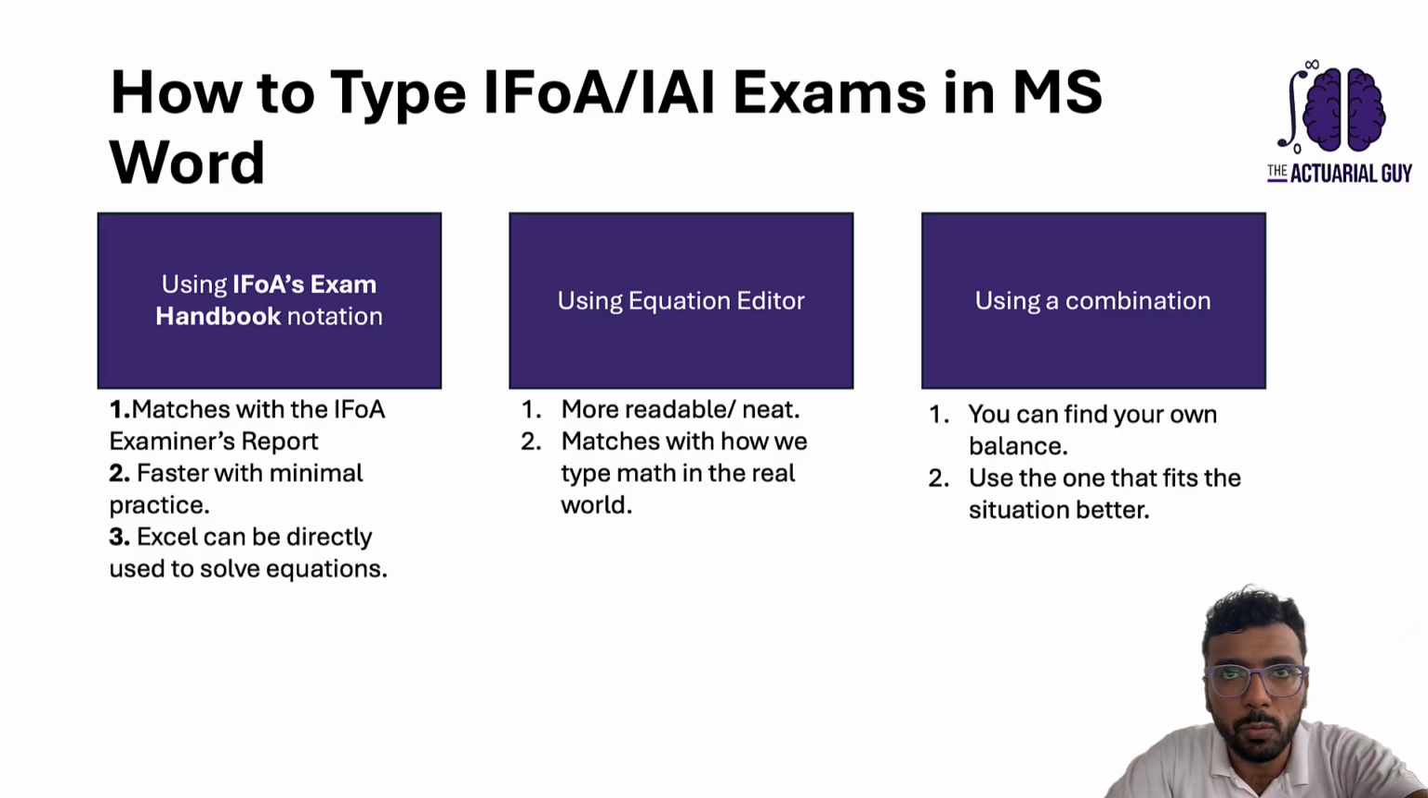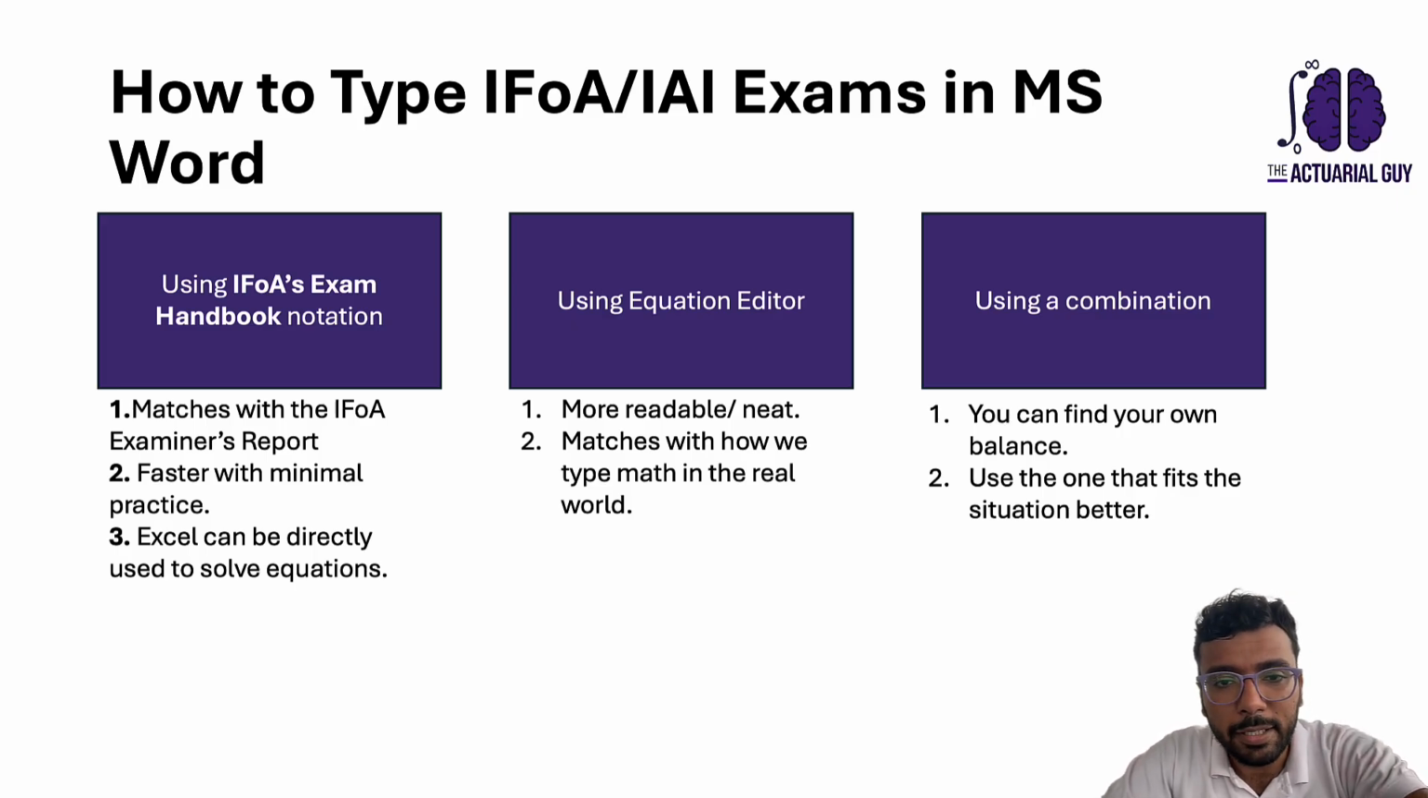Also, if you are confused about how to type out something, you can always refer to their examiner's report, right? Second, this is the faster way to do it without any practice. You don't need to get used to any sort of equation editor shortcuts and all of that, and thus this is pretty efficient, right? And finally, one of the advantages of this, and I will show this in a further video, is that you can use Microsoft Excel directly in order to solve these equations. You can just copy paste that equation into Microsoft Excel, and that will directly give you the answer. So these are the advantages of going the IFoA exam handbook route. Of course, in this video, we will be going over the IFoA recommended symbols and notations, which is one of the further slides.